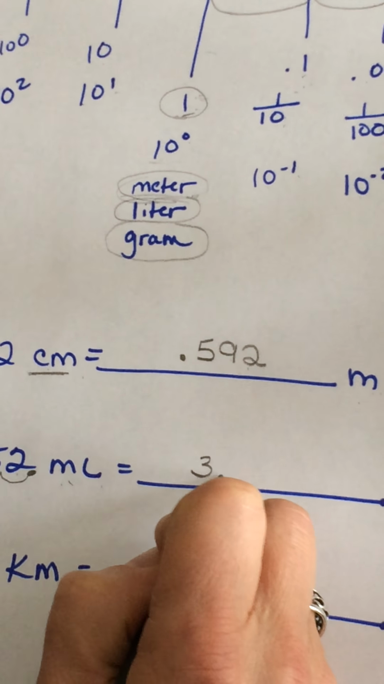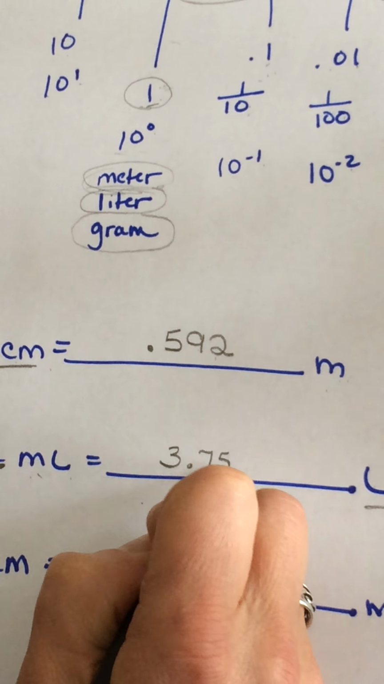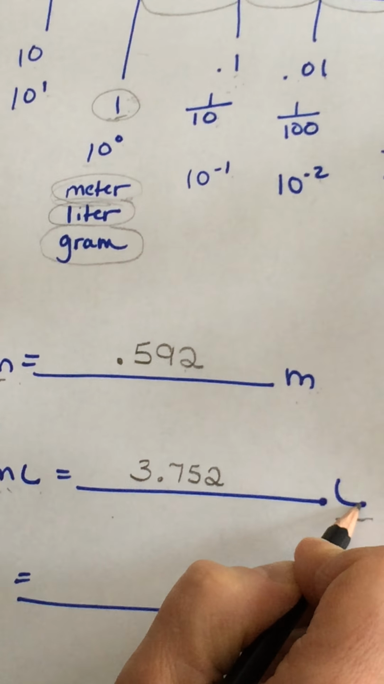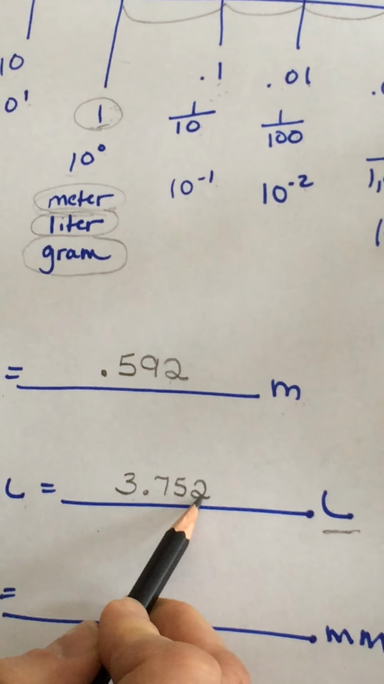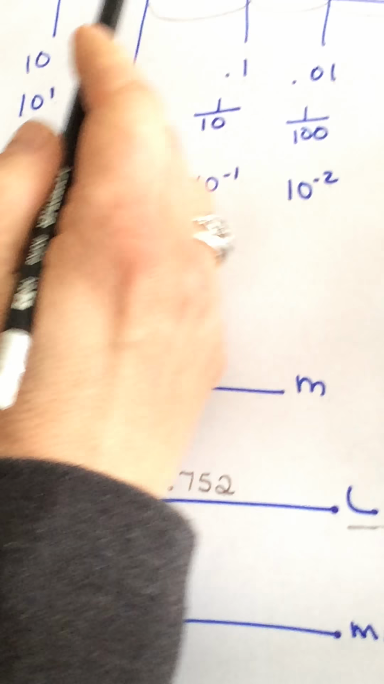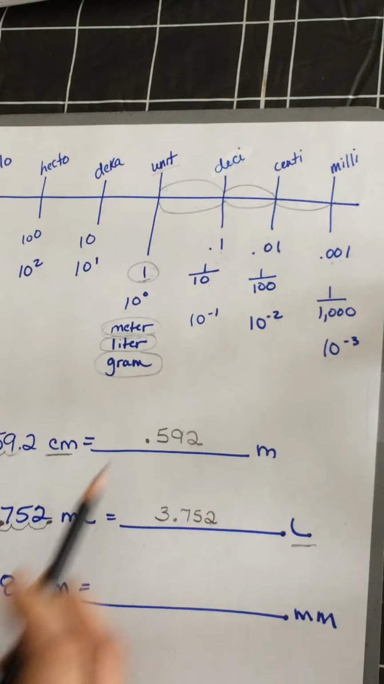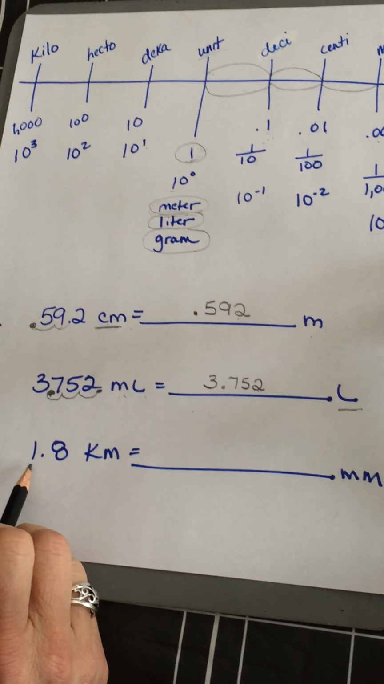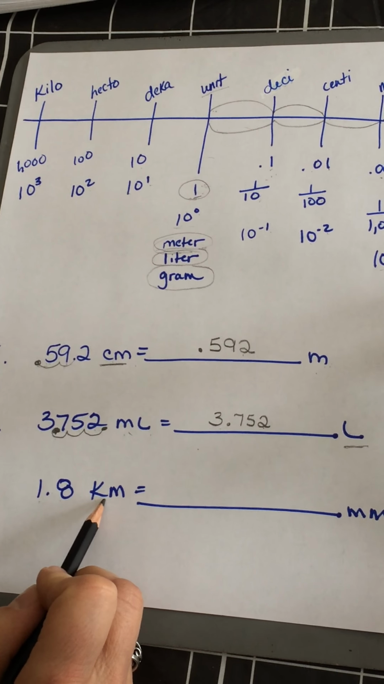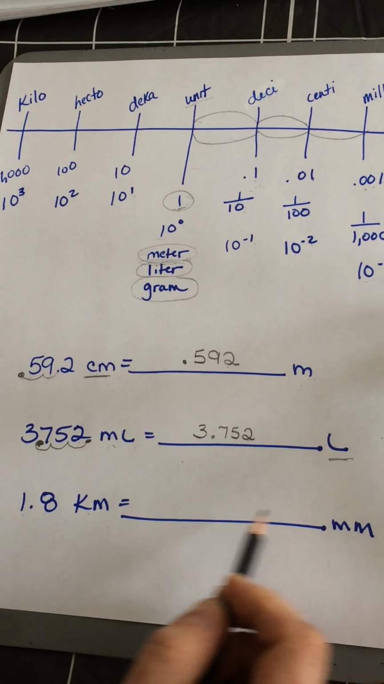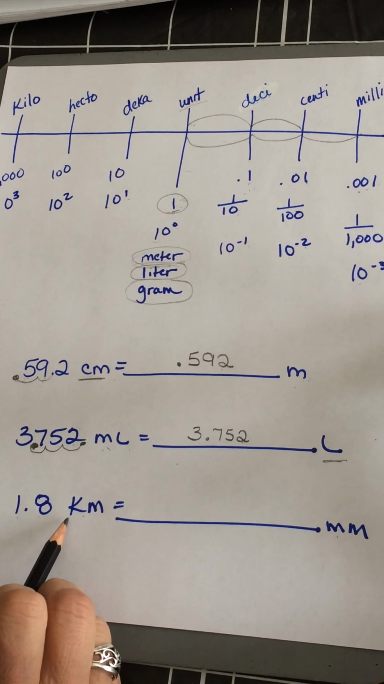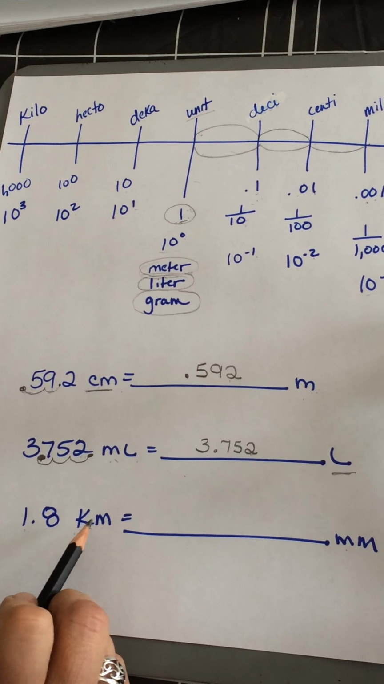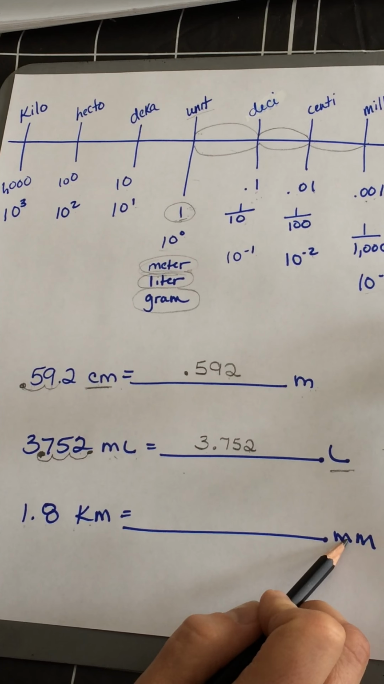So I'm going to end up with 3 and 752 thousandths of a liter. So that's my conversion. I moved on my graph 3 to the left. I moved my decimal 3 to the left. Okay, my last one. I have 1.8 kilometers, and I'm going to convert that to millimeters. Now this one's different than the other two.